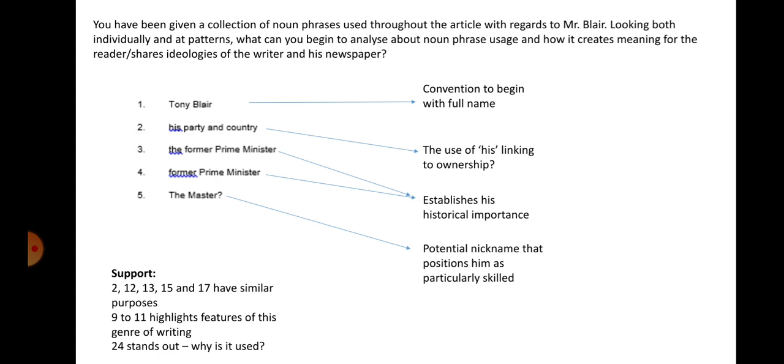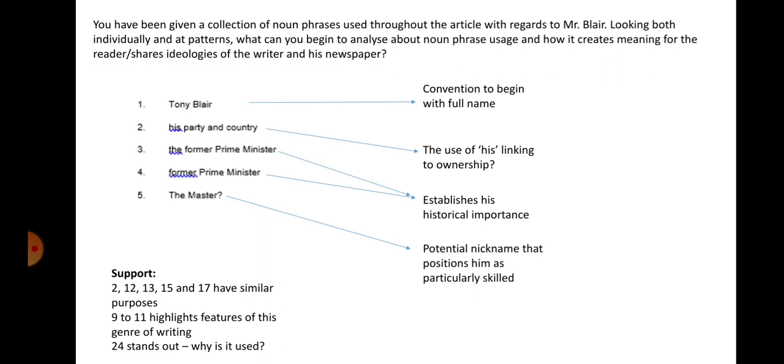Then we have his party and country as then mentioned. It's one of those interesting ones because party and country there are both nouns, therefore it becomes a noun phrase because they're linked together. His party and country: I said, the use of his perhaps links to ownership, his party being the Labour Party, even though he at this point was no longer the leader of it. And similarly, his country belonging to him, even though he wasn't the Prime Minister at this point, so again it links to ownership perhaps.